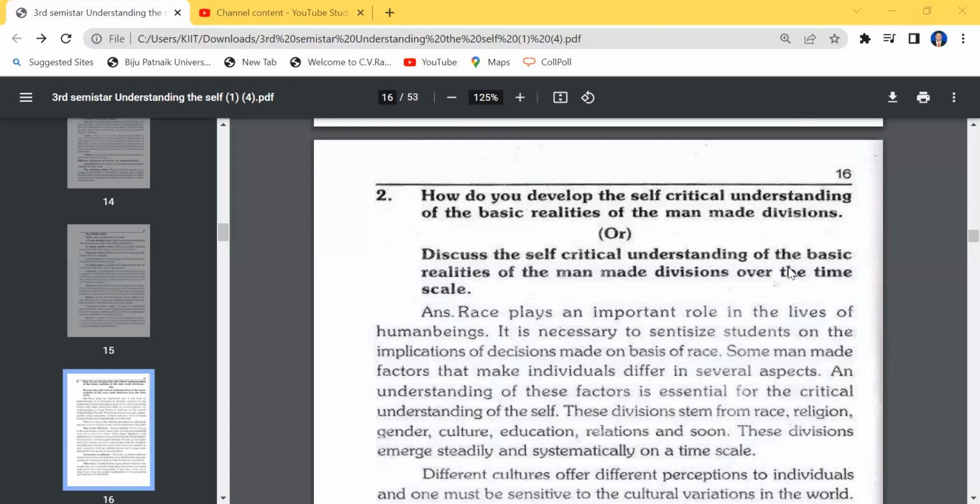So actually we have discussed the understanding of man-made divisions of the reality. What is the reality? What are the realities of man-made divisions? We have just been discussing their self-critical understanding points.